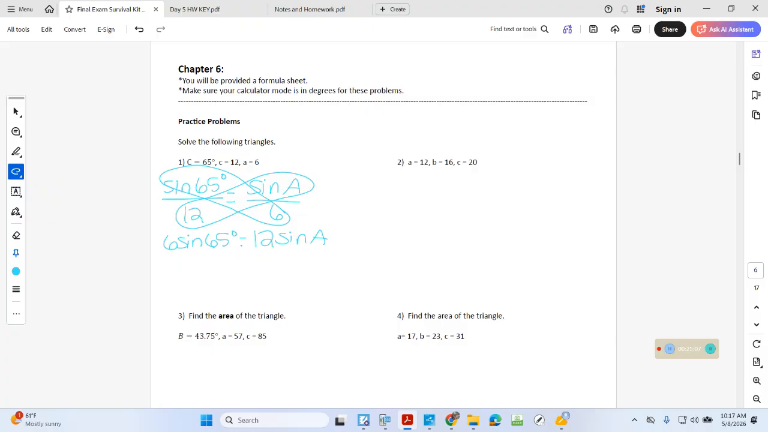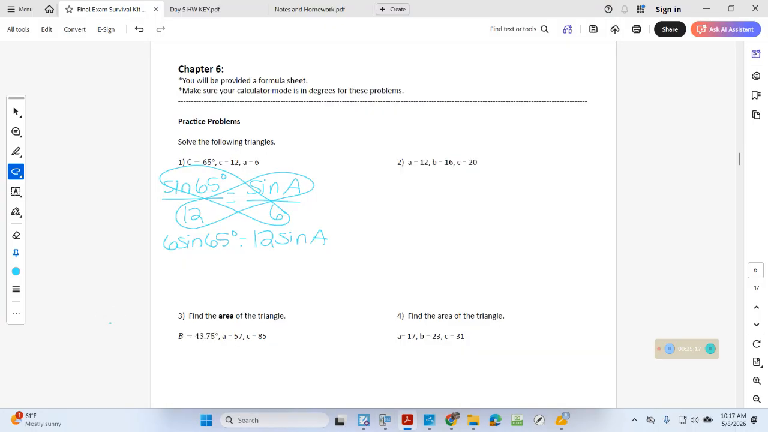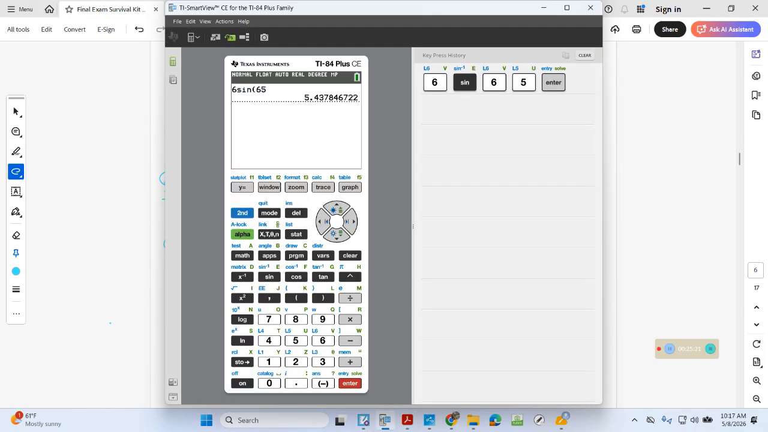So I'm going to pull up my calculator. I'm going to punch this one in. I'm going to make sure I'm in degrees. I'm going to, of course, first just hit 6 sine 65. 6 sine 65. Okay, I'm going to divide off the 12. We're just going to do it.